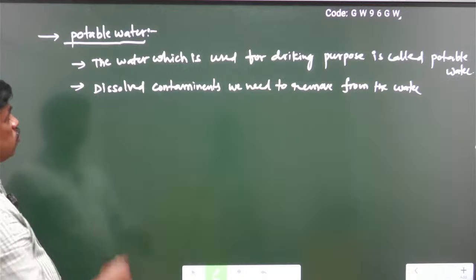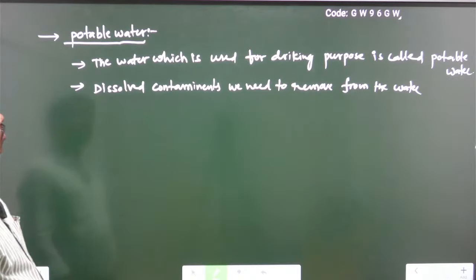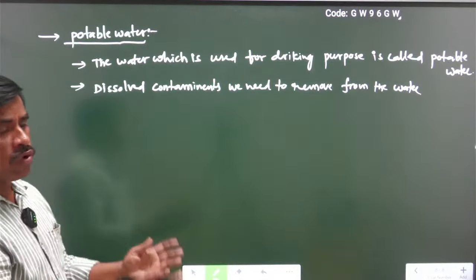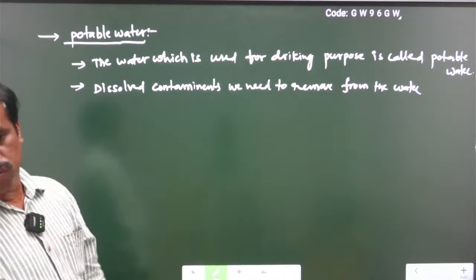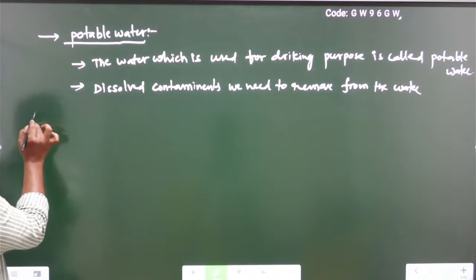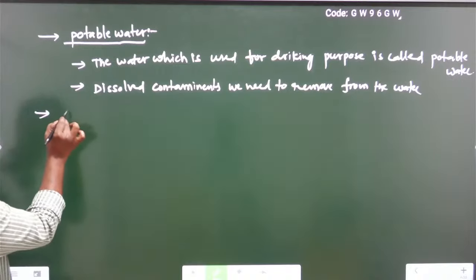Here one more question is also possible. What is potable water? The water which is used for drinking purpose is called potable water. Before treating it as potable water, dissolved contaminants we need to remove from the water. You can explain like that. Next we have specifications of potable water. You listen.